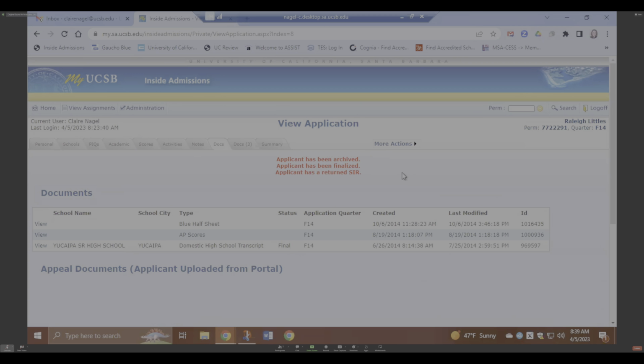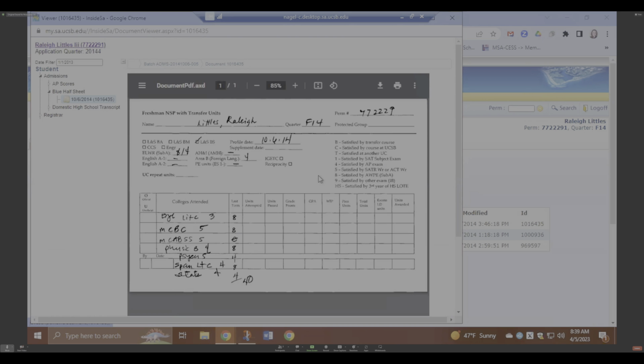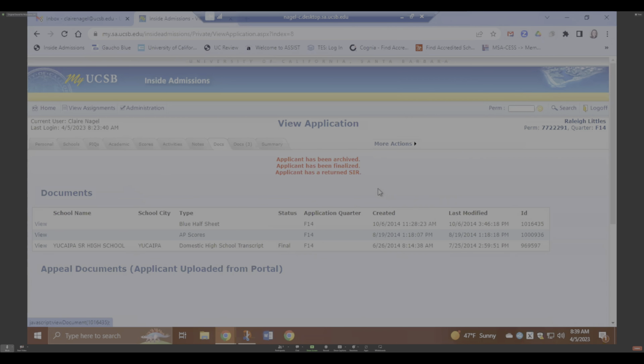So we can look at your documents if you would like to. We have your UC application, your senior high school transcript, and your AP score report. Did you want to take a look at either of those? What is the blue half sheet right there on the column? That's just showing how many units you brought in. So this just shows the exams that you took and how many units you got for them. So it said 40. Oh, okay. Cool. Did you want to look at any of the transcripts? No, I'll pass. I can still access those from the high school itself. Okay, thank you though.